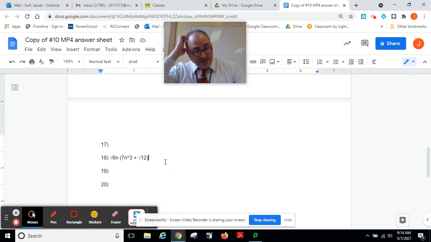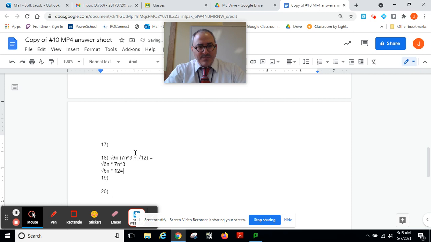All right, so first step is to distribute this radical 6n across the rest of my parentheses. So my first step here is I'm going to do radical 6n times the first piece, which is 7n raised to the third, and then I'm going to do radical 6n times 12, and I'm going to add these two things together. Oh, this gets kind of simple. This is just 7 times n to the third, right? Times, put a space there.